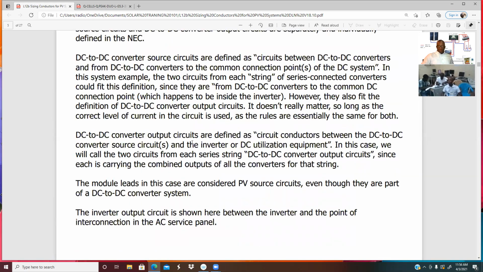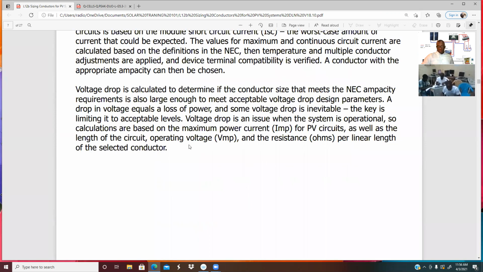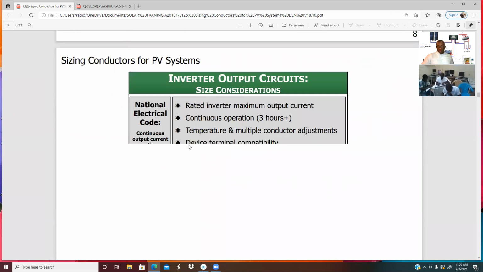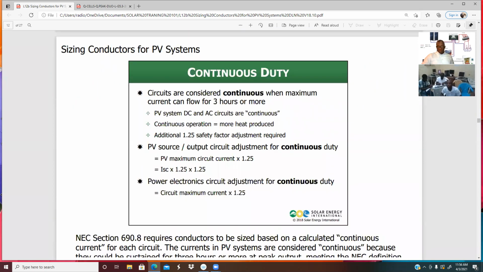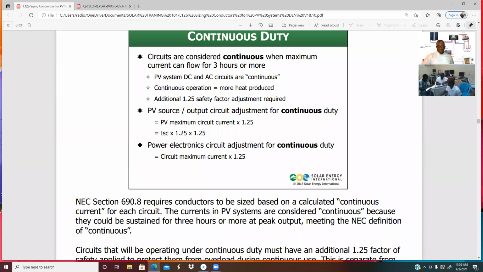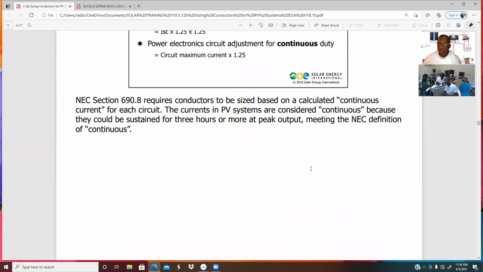Let me move on. So I'm going to go back here on page number 12 and go over it again and read it.